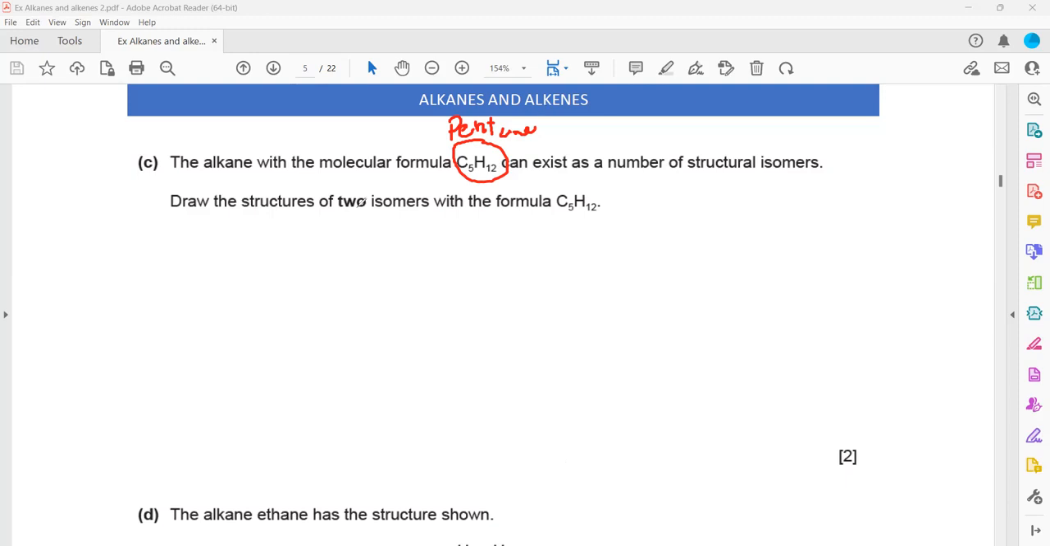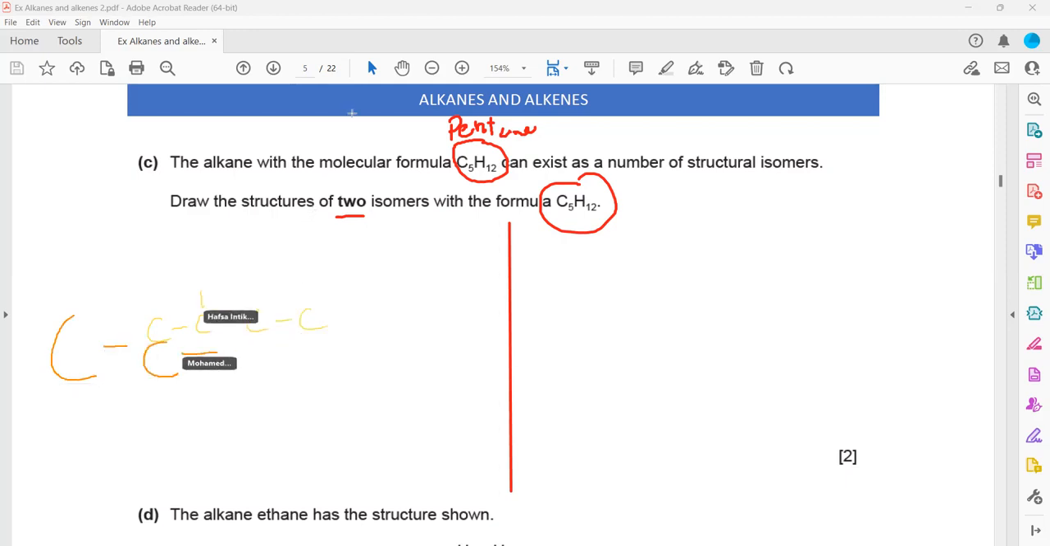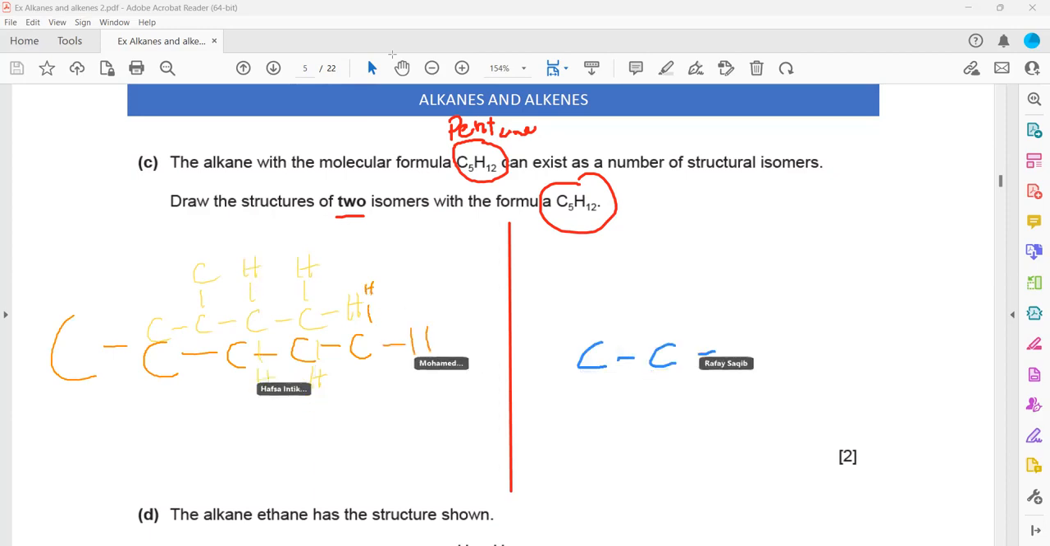We have to draw the structure of two isomers of C5H12. Because it's an alkane, as I mentioned, you can draw. You can use screen annotation. Draw two isomers. Whenever you're drawing an isomer of an alkane, for the first one, better draw the straight chain, and the second one a branch. Or if the first one is a branch, the second one will be the straight.